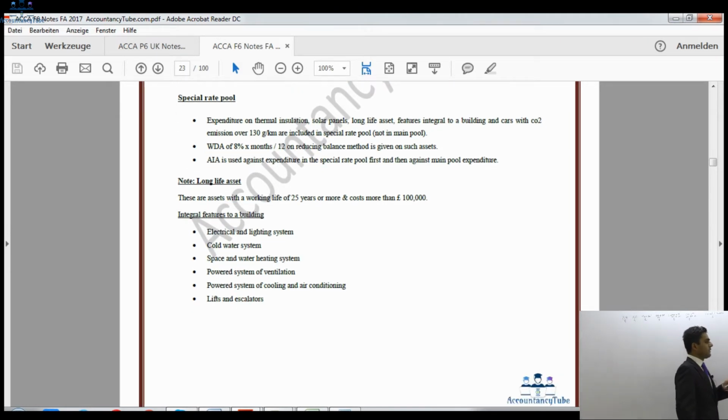And finally, it says that it cannot be claimed on cars. If you have purchased a car, annual investment allowance cannot be claimed on the car. It is only on plant and machinery.